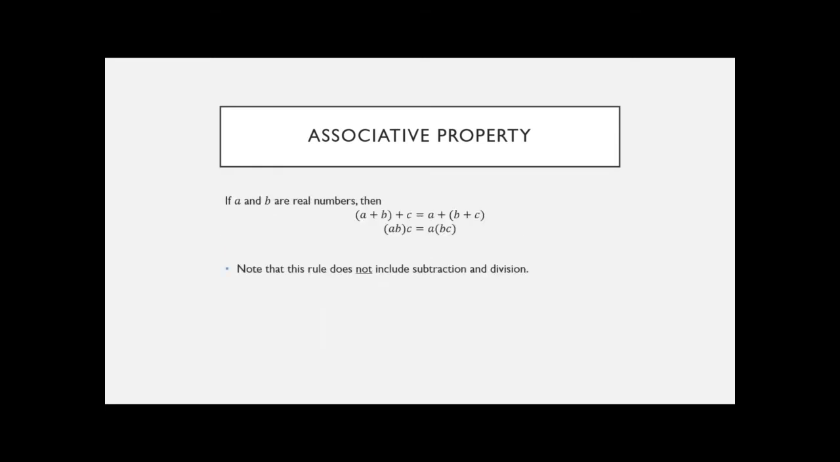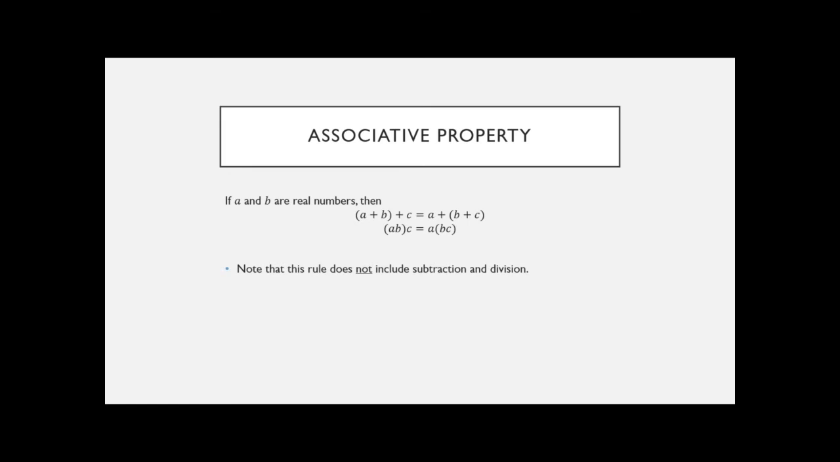So here's what the property looks like in math, in algebra. So if A and B are real numbers, so we're just using letters in place of numbers because they could be any number there, then you can group A plus B together and then add C, and you'll get the same answer if you added B plus C first and then added A. That's what that first rule is saying, is that you can group the first two together, the last two together, and they're equivalent. You'll get the same answer.